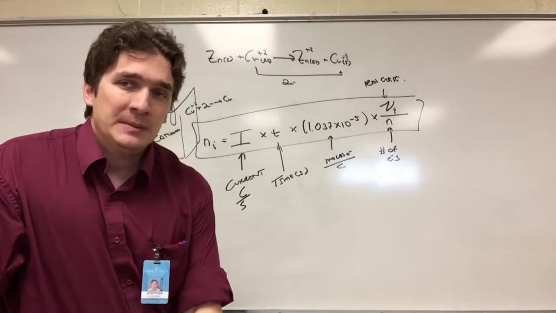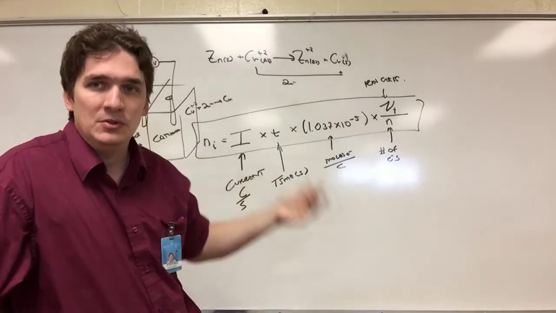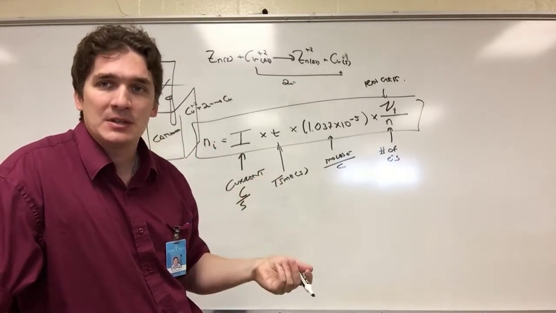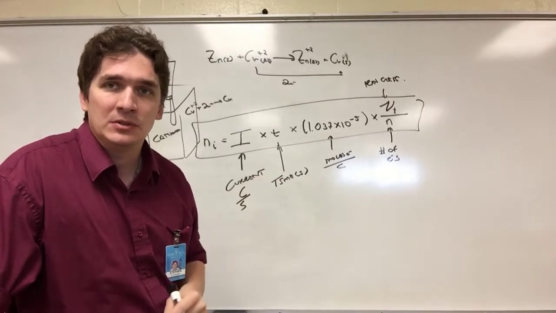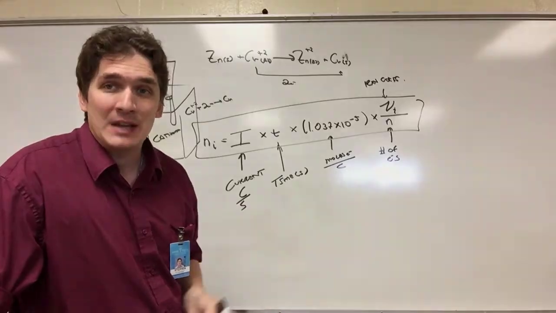So how do you actually figure out the mass? Well, this is just a mass to mole conversion. Once you have the moles, use your molecular weight, and that'll give you grams lost or gained, depending on whether you're looking at the cathode or anode reaction. And in the next video, we'll actually walk through how to do this type of calculation.